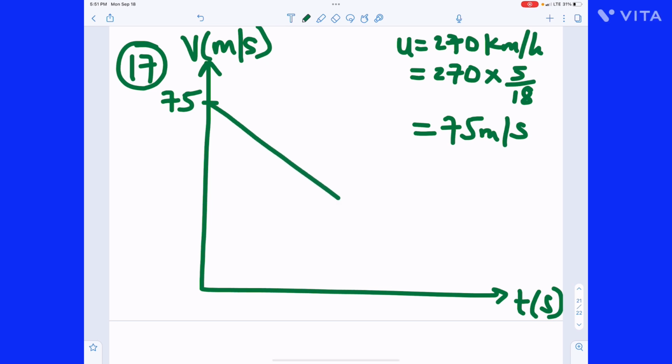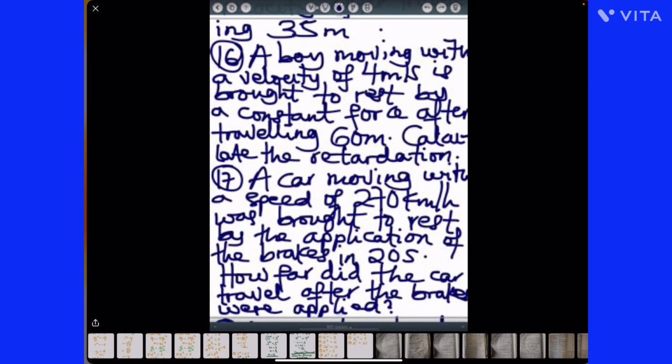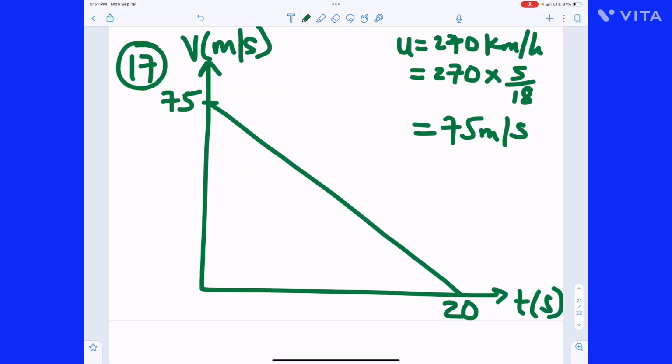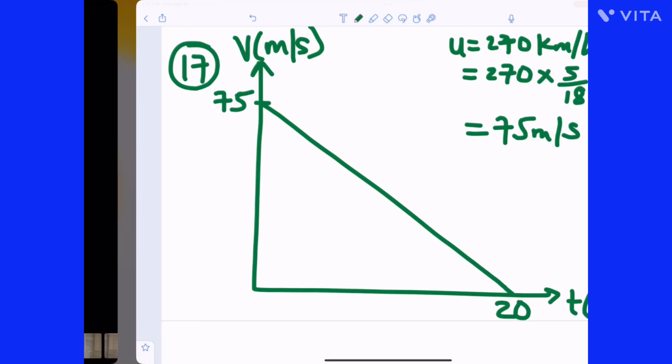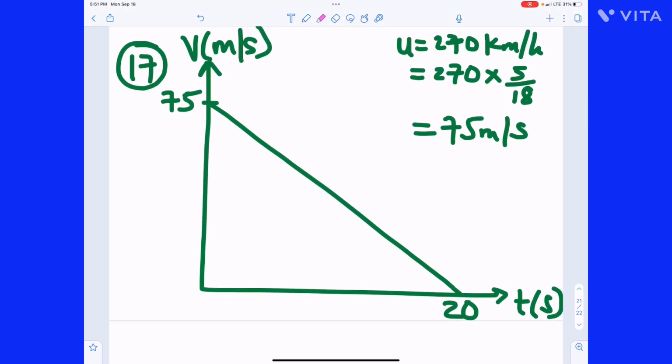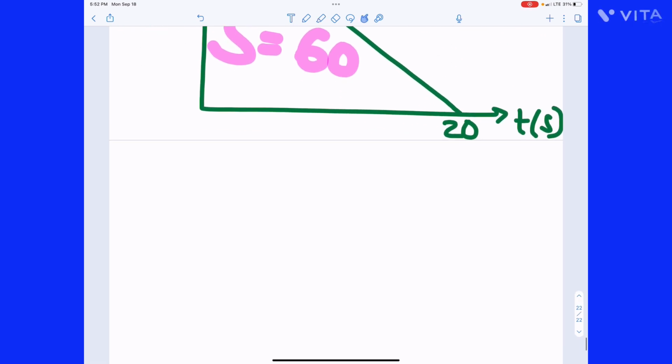Decelerated to rest. It said it decelerated to rest in 20 seconds. So we should find the distance traveled after the brakes were applied. In this case, what we don't know is the distance. We know the initial velocity, we know the final, which is 0, and we know the time, which is 20. So let's jot down values and see which formula will help.